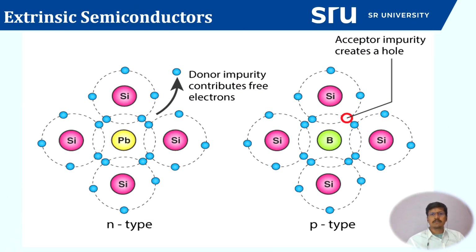In the previous slides, we learned about intrinsic semiconductors, which are the pure forms of silicon and germanium. We saw that these materials can conduct electricity because thermal energy generates electron-hole pairs. However, we also discovered that the conductivity of intrinsic semiconductors is relatively low.